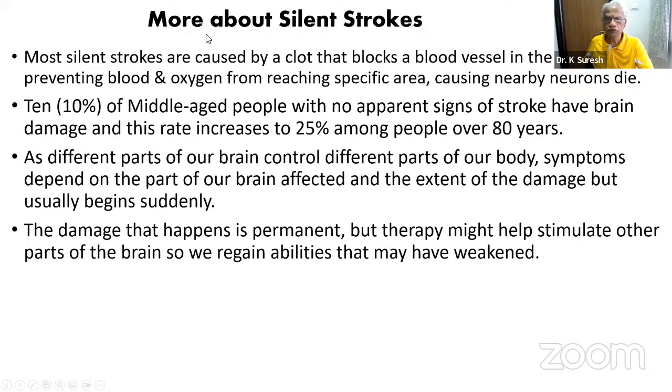We all know silent strokes are due to blood clots. In terms of the magnitude of the problem, 10% of middle-aged people with no apparent signs of stroke have been shown by CT scans to have a silent stroke. And if people are over 80 years, in a community-level screening, one quarter of them would have had some signs of stroke.